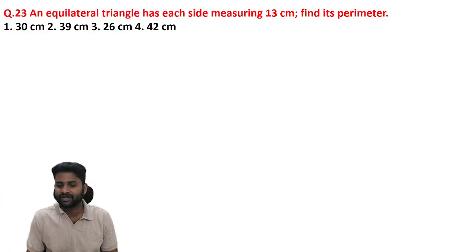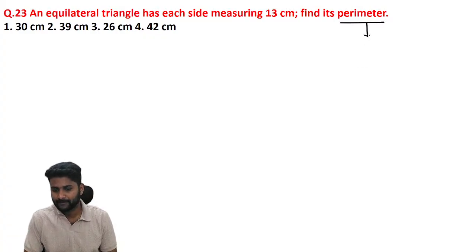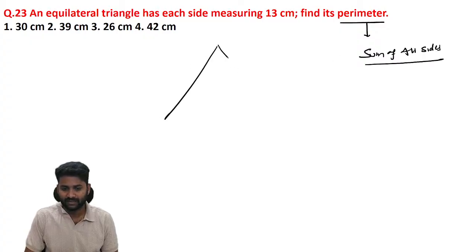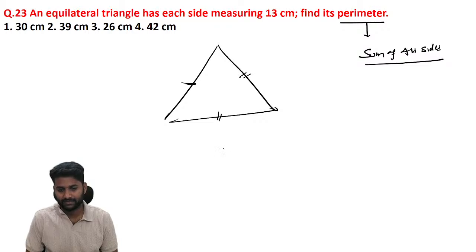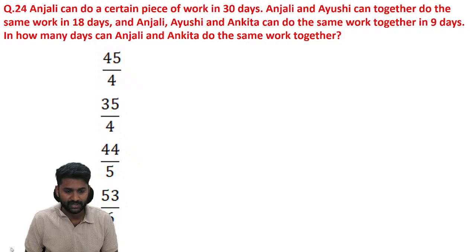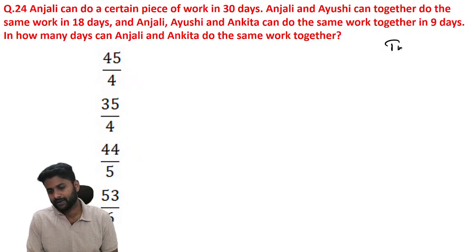See, the basic definition of perimeter. Perimeter is all about the sum of all sides. And they clearly mention that it is an equilateral triangle, so all the sides are equal. Then the perimeter is 3 times the respective side. Remember the definition, that is sufficient for solving these kinds of questions. Next, see this question from time and work.